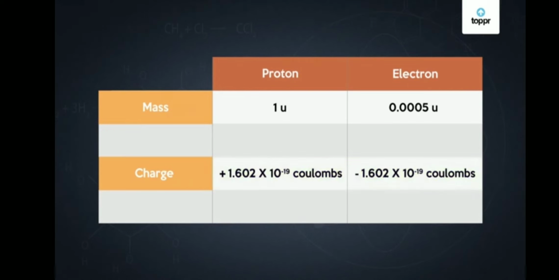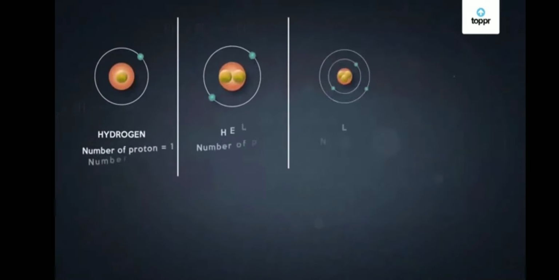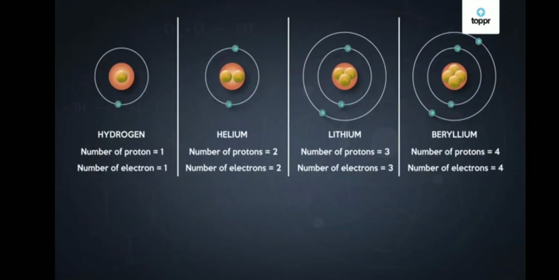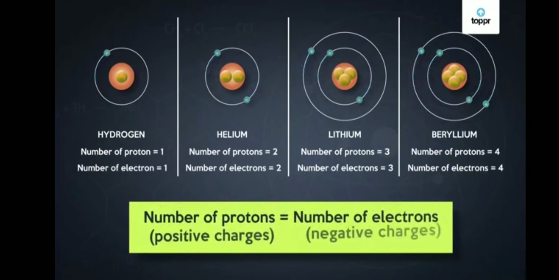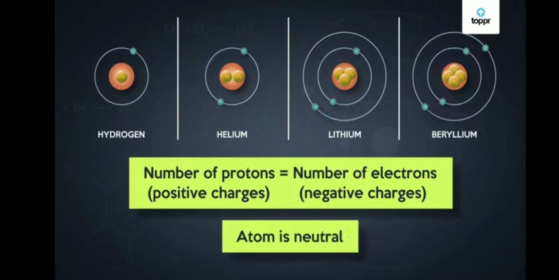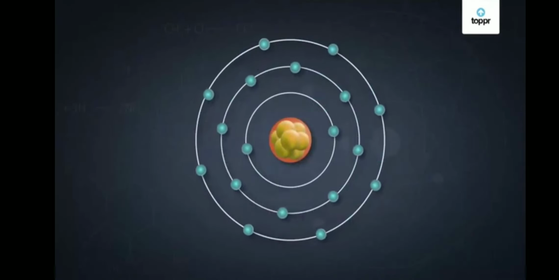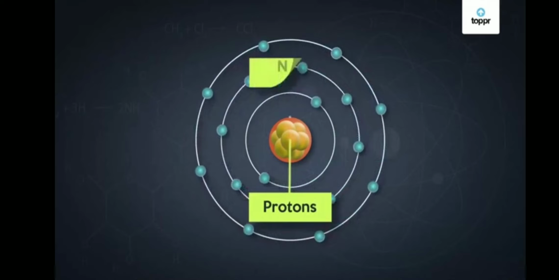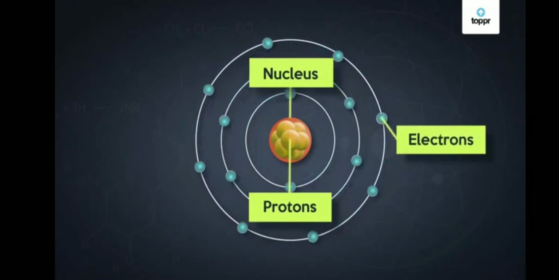Now, since the charges of the proton and electron are equal in magnitude but opposite in sign, we take them as +1 unit and -1 unit for convenience. Well, if you pick the atom of any element, you'll see that the number of protons is always equal to the number of electrons. This confirms that an atom is neutral. So now we know that protons happily reside in the nucleus while electrons revolve around it.